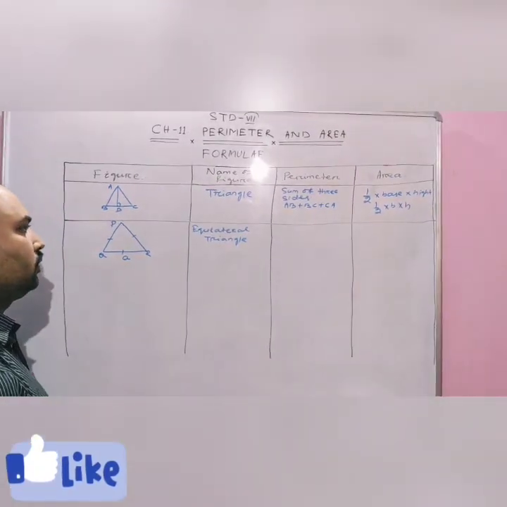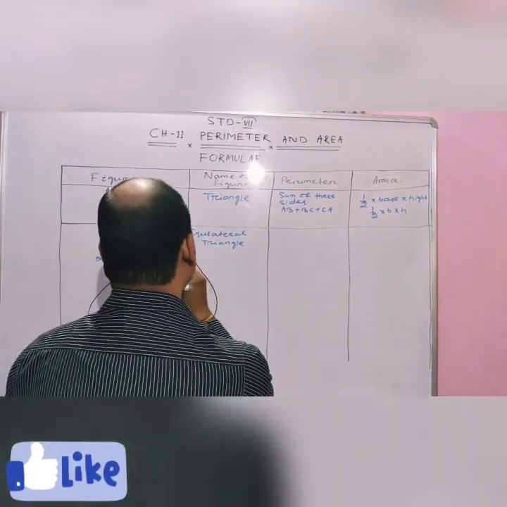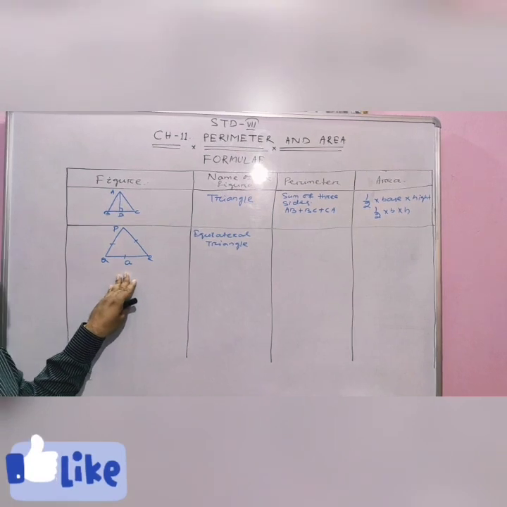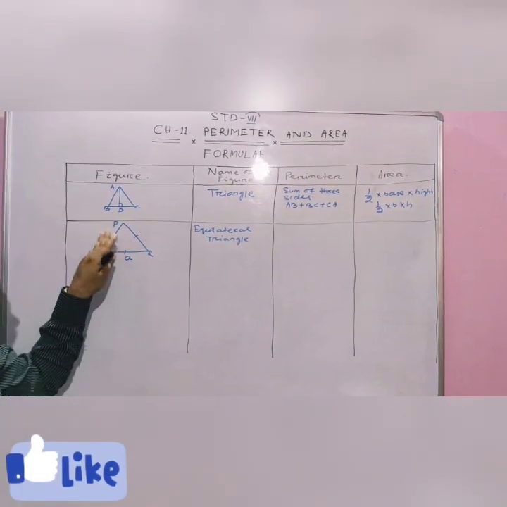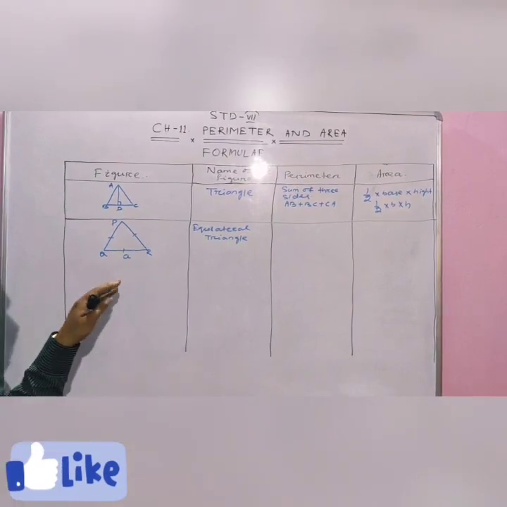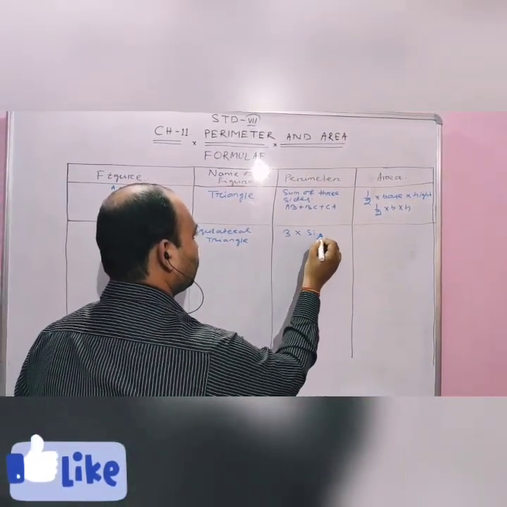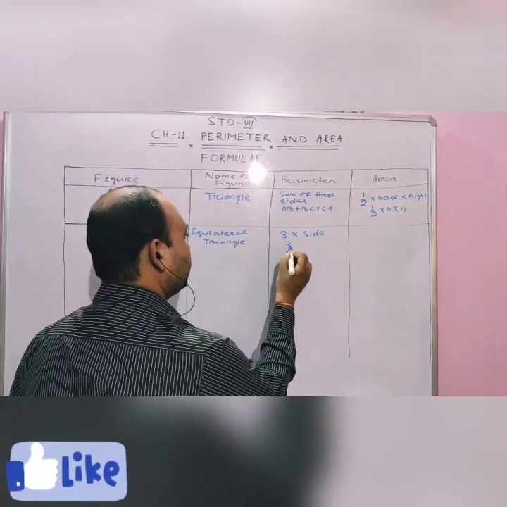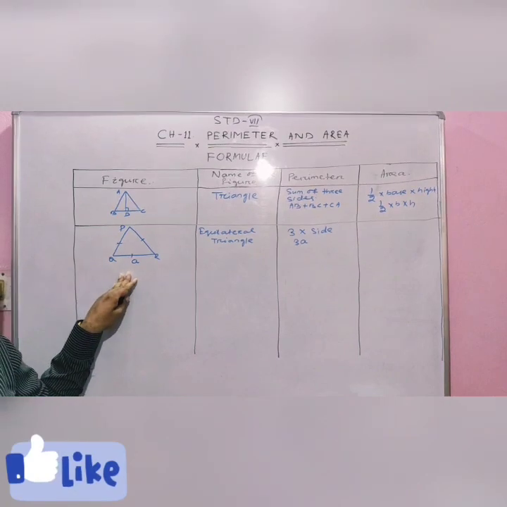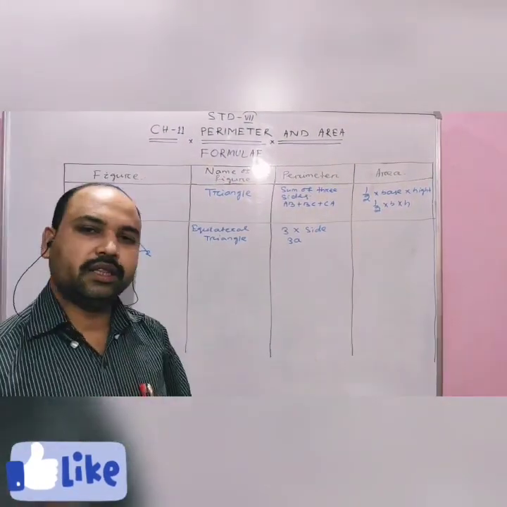Equilateral triangle. What is the perimeter of the equilateral triangle? When all sides are equal, we have to add 3 sides. It means 3 into side, or you can write 3a. Why 3a? Because all sides are equal, so a plus a plus a. It is better to write 3a.